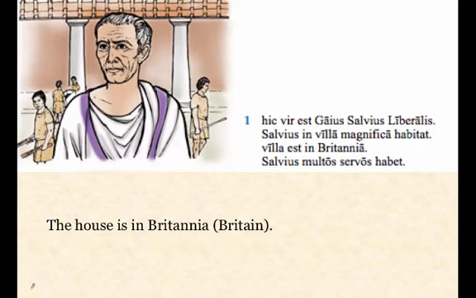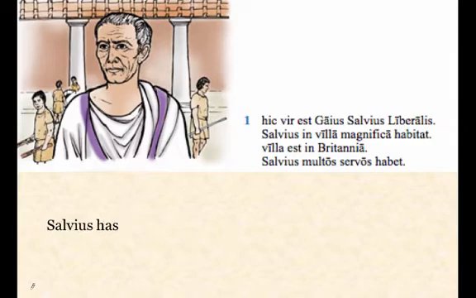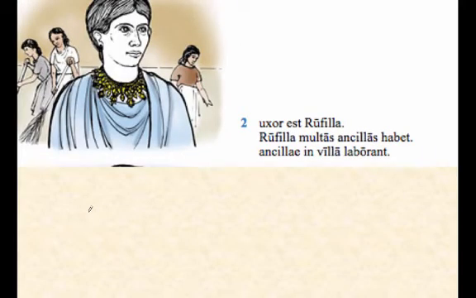Next sentence. Salvius multos servos habet. Salvius has, what does he have? Multos servos. Remember, that distinctive O ending in Latin can only be one thing. It's the accusative plural of a second declension noun. Salvius has many slaves.